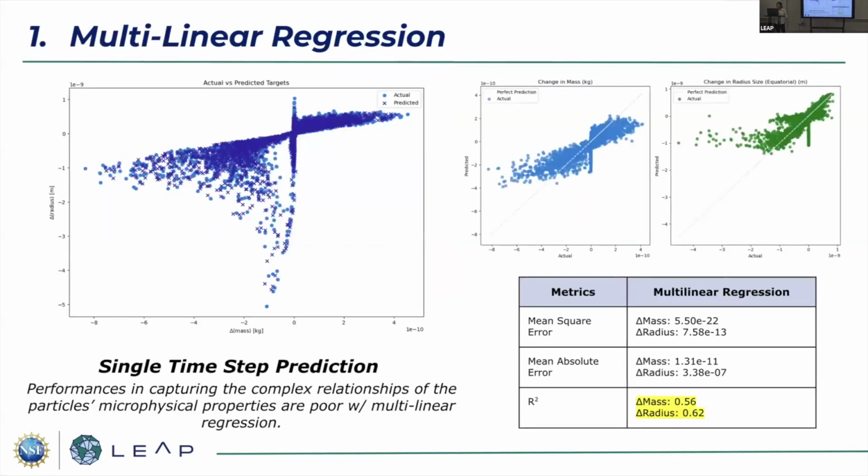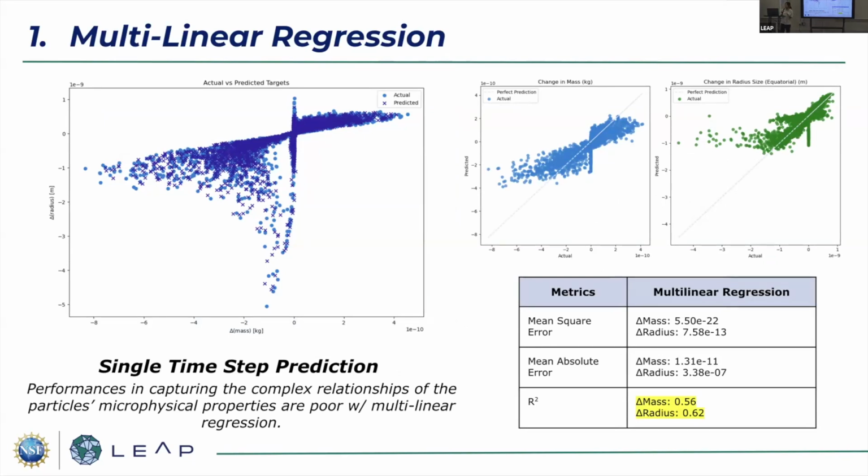The first model that I worked with was multilinear regression with a single time step prediction. With the 6 features and the 2 targets, I evaluated the performance as very poor, with 0.56 and 0.62 respectively in R-squared for change of mass and change of radius.